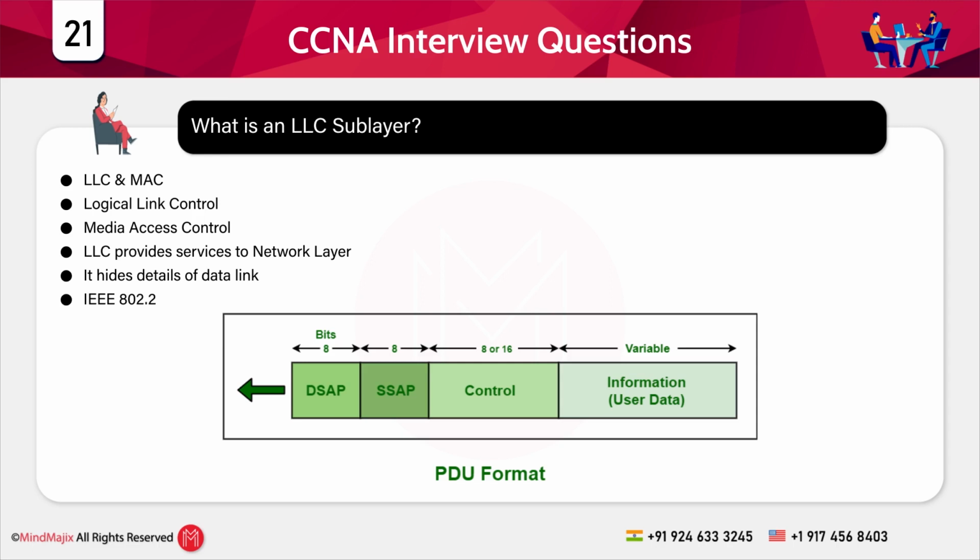Okay. In IEEE, it is termed 802.2. It gives establishment and control of the logical link between the local device, whether it is wireless or wired, and the network layer.